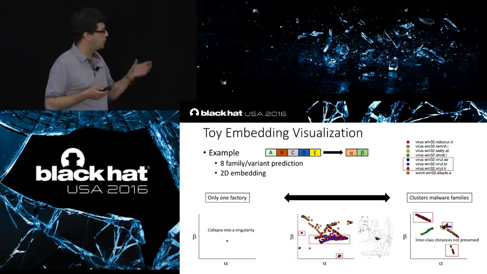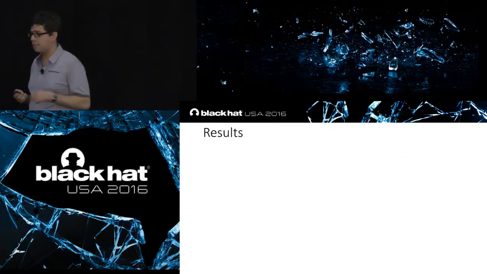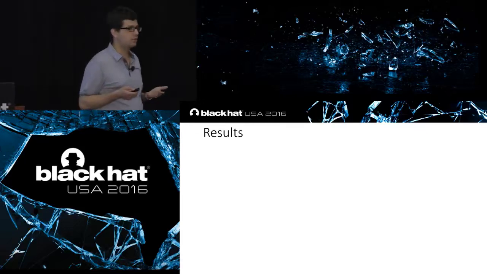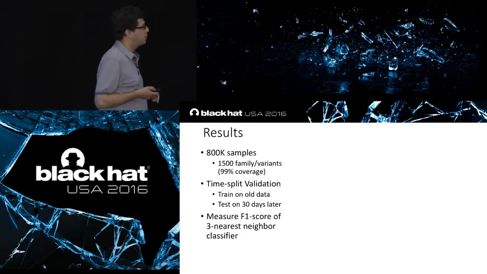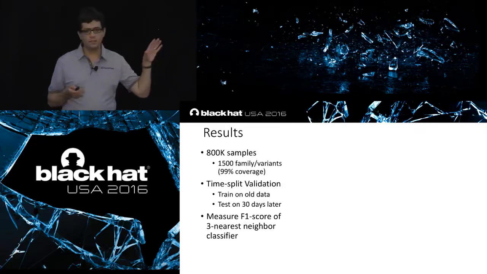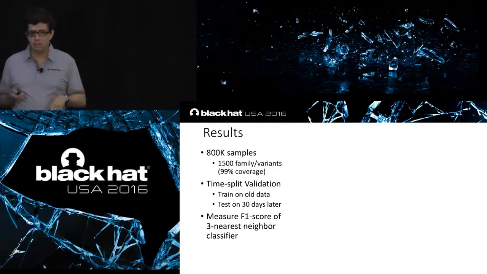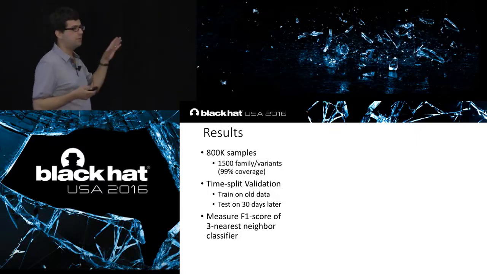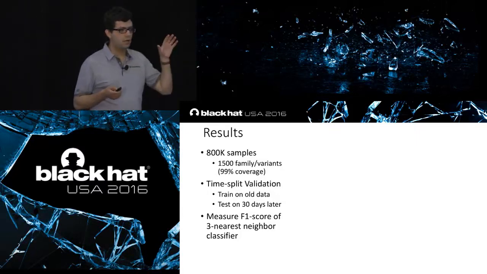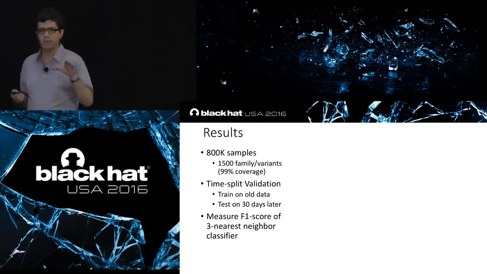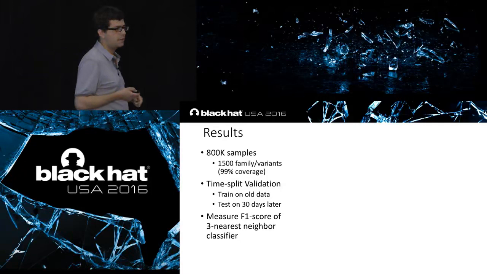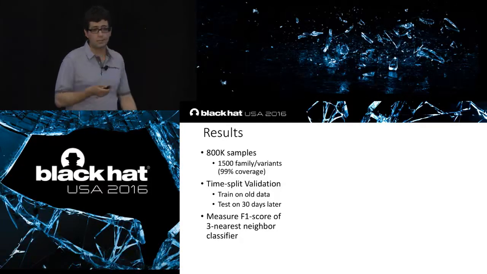And so that's sort of this toy example, but we actually evaluated the system on much larger, actual examples. We took 800,000 samples from VirusTotal. These samples include 1,500 family variant names from Microsoft. That's pretty much every family variant that Microsoft has that's currently active in the wild. It provides 99% coverage. So that's a lot of labels.